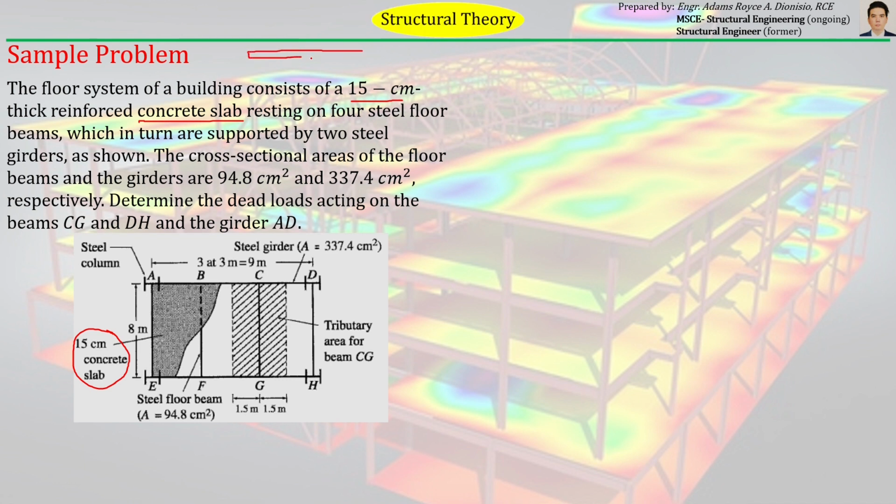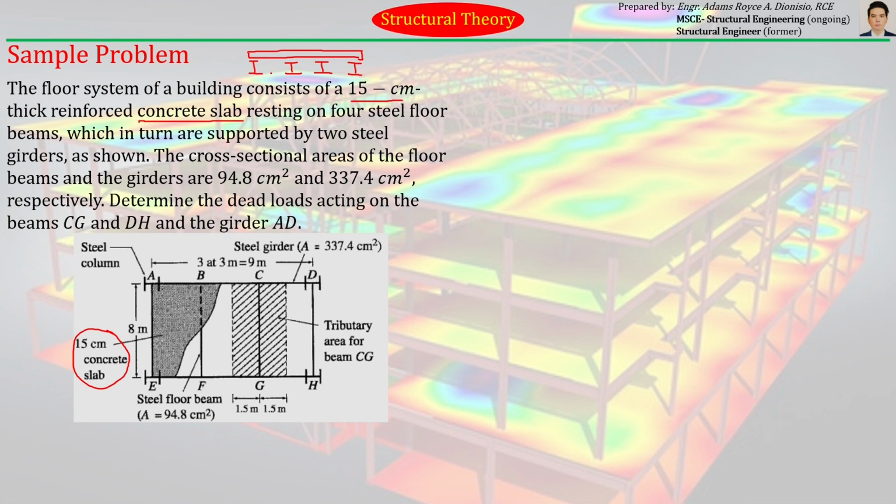So, this is the slab. And then, there are 4 floor beams that support the slab. Parang ganyan. Okay? So, yan yung 4 floor beams na sinasabi dito. Si floor beam AE, BF, CG, tsaka si DH. Which in turn are supported by 2 steel girders.